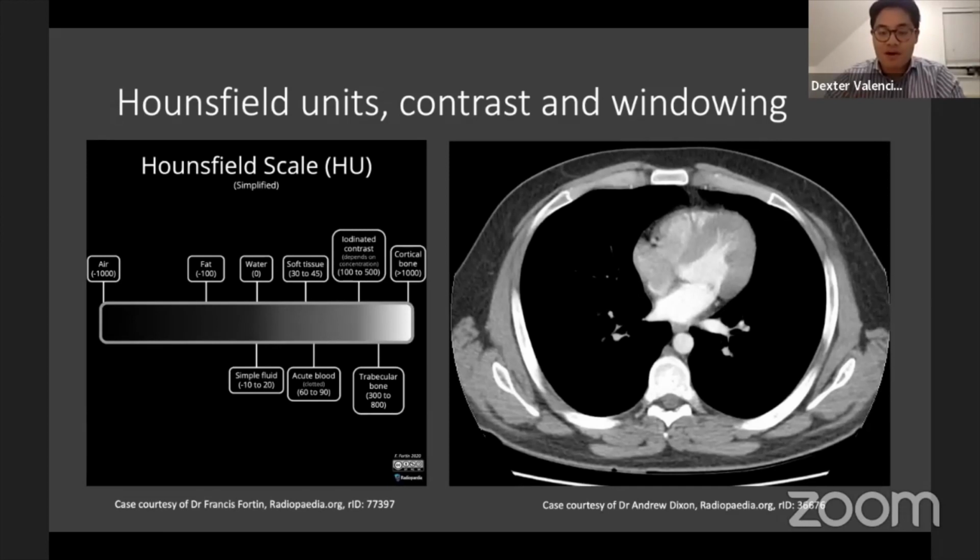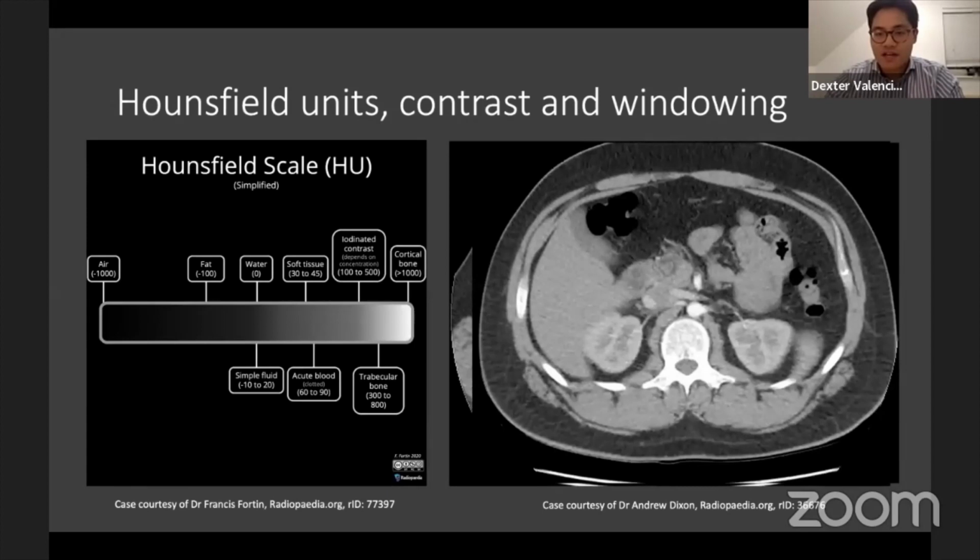So that's just giving you a brief overview of how we interpret things on a grayscale using Hounsfield units, and thinking about giving contrast. In this case, it's in the vessels. It's been given intravenously, and I'll talk about windowing in a moment. So this is a CT slice of someone's chest with IV contrast. If we come a bit lower, we can look underneath the diaphragm and look at some of the other organs.